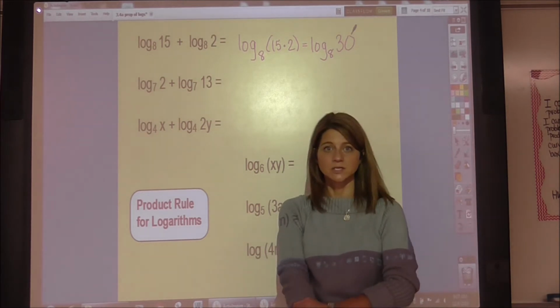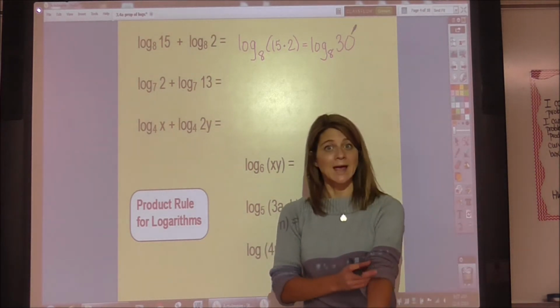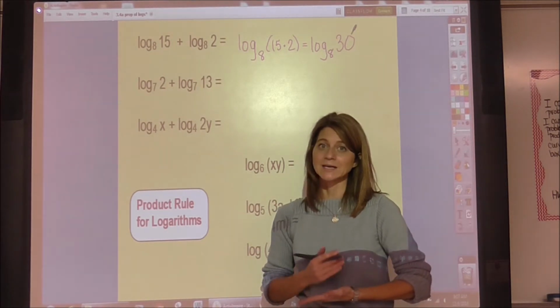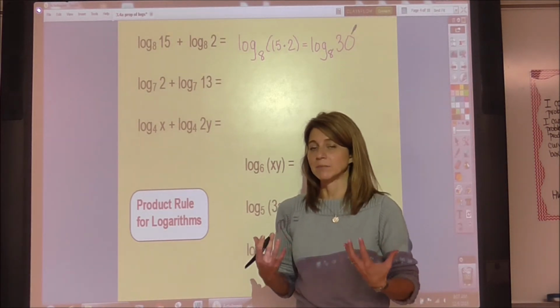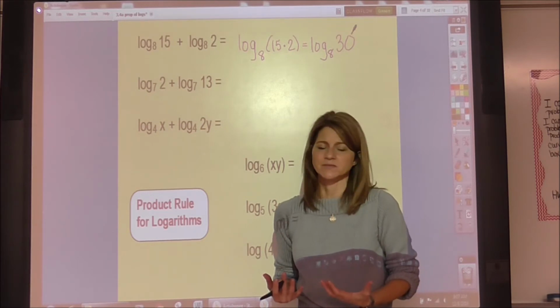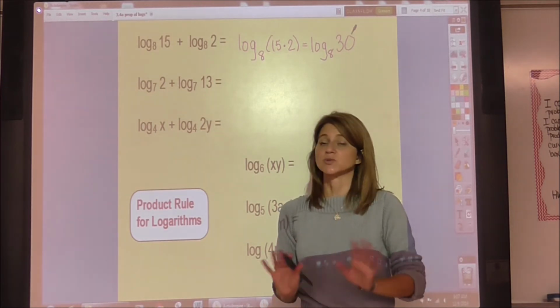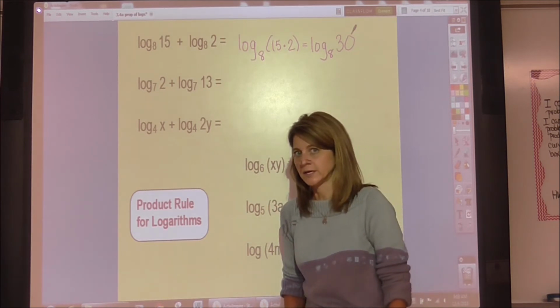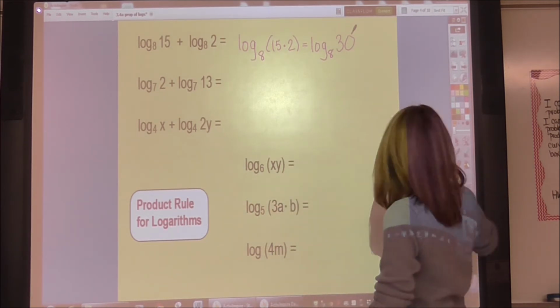I know it looks like an addition problem, and it's probably like, oh, I want to add 15 and 2. But remember, logarithms are exponents. We are adding our exponents. That means we just have a multiplying problem. All you do is take the 15 and the 2 and you multiply them together. Now, the answer isn't 30, but it's log base 8 of 30. That's how you get that number. Let's try it a few more times.